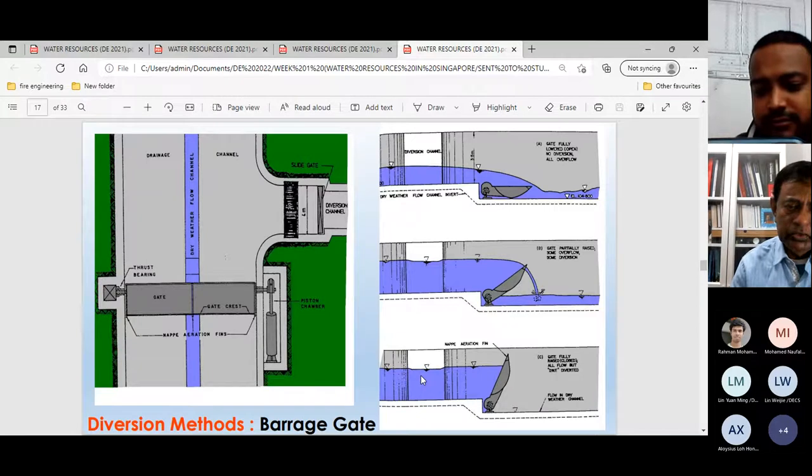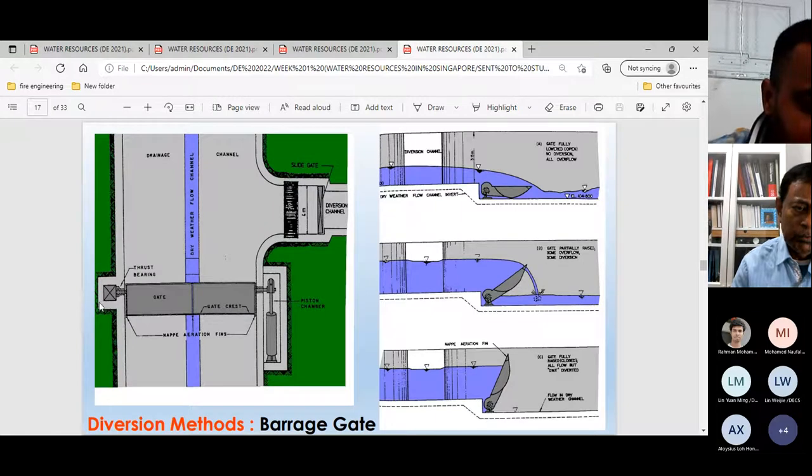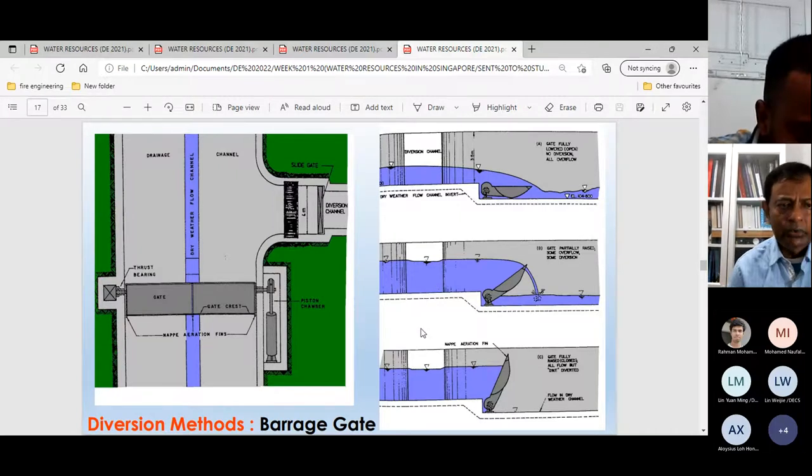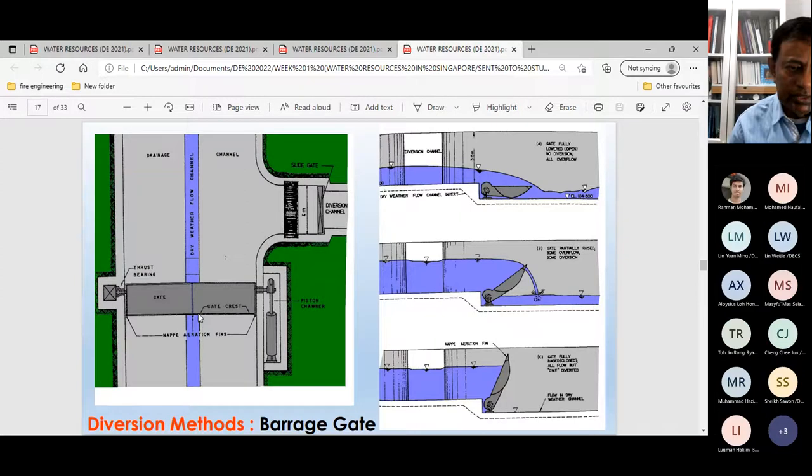reservoir. So you can see that this is the barrage gate, which is provided with motorized pistons and also motorized operation. This one usually is in the flat position, but it can be brought in to block the water and divert the water through the diversion channel. So this is the second method of diverting the water into the diversion channels. We call this a barrage gate, a metal gate.